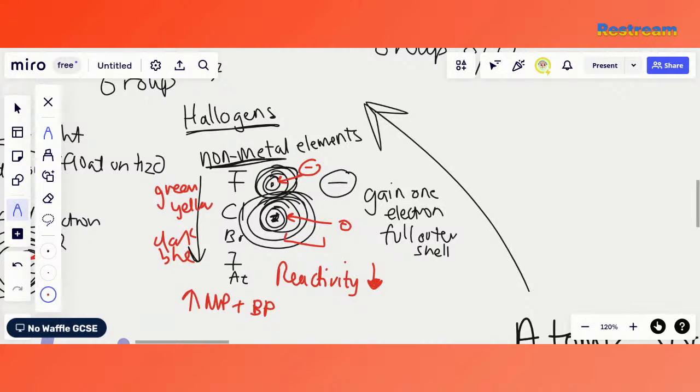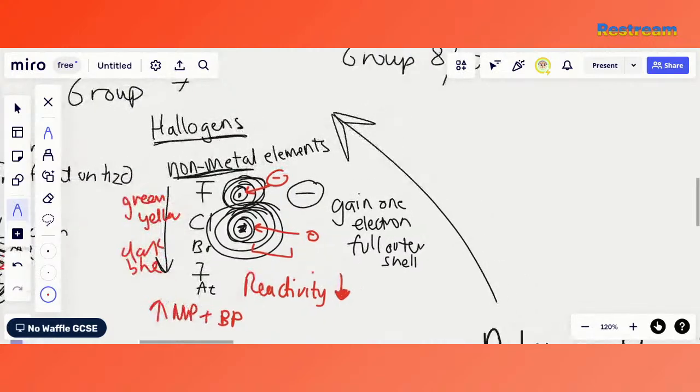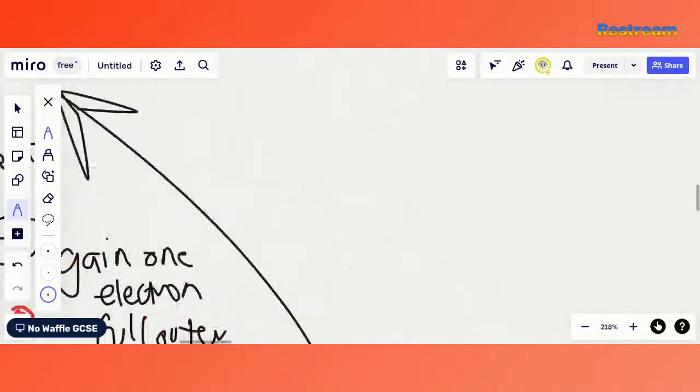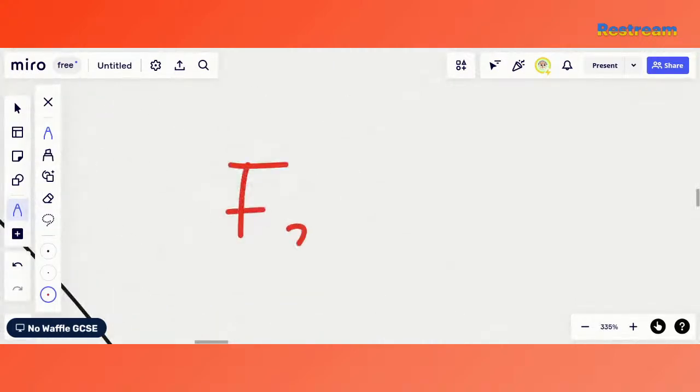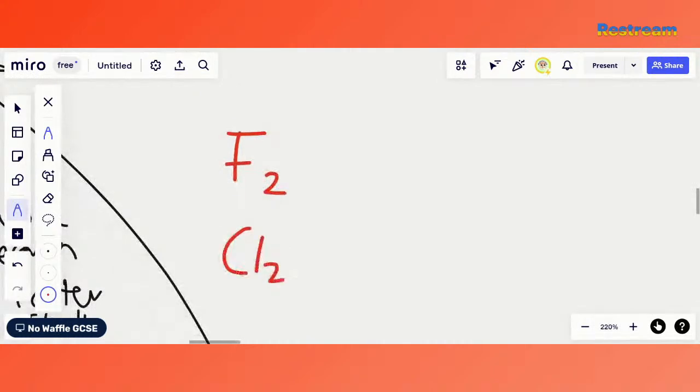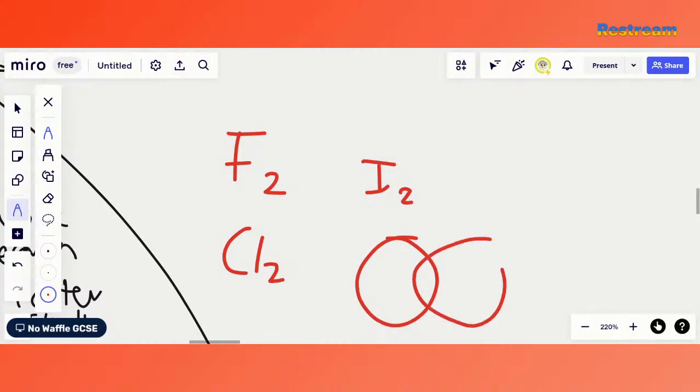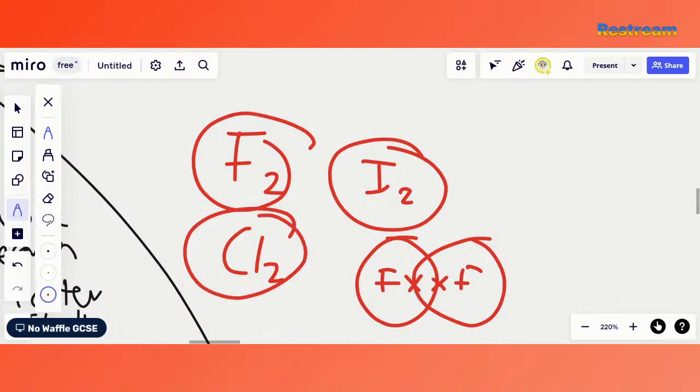Now halogens form molecular compounds, so they share electrons via covalent bonding. So if we look at fluorine, for example, we always see these with a small 2, and the reason why we see them with a small 2 is because they form a molecule, a covalent molecule. So they share electrons with each other. So the fluorine, for example, shares electrons with each other. And that's why we always see them as molecules with 2.